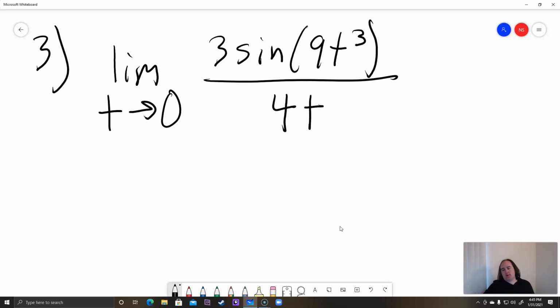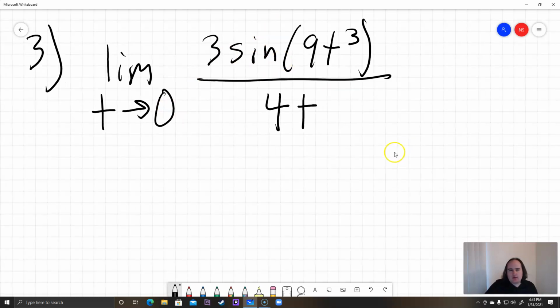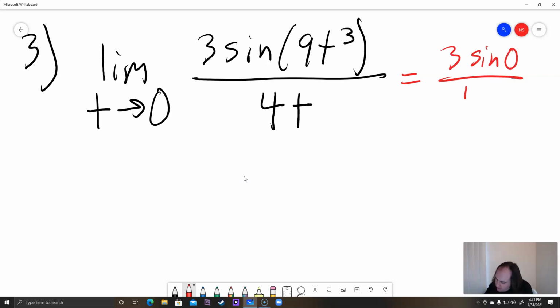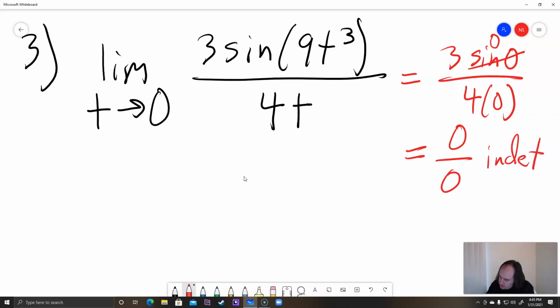All right, so what's new about this one is we have a trig function, but fortunately we're just going to be plugging in 0. Most people should remember how to take sine of 0. It's just 0. So if I plug in 0 here, I'm going to get 3 times sine of 0 on the top over 4 times 0 on the bottom. But sine of 0 is just 0. So we have 3 times 0 over 4 times 0, which is 0 over 0. So once again, we have an indeterminate form.